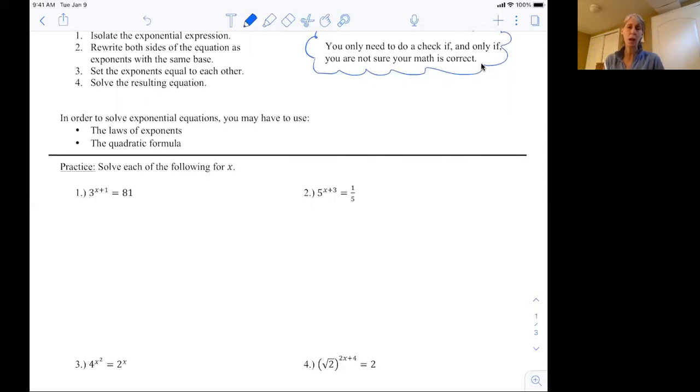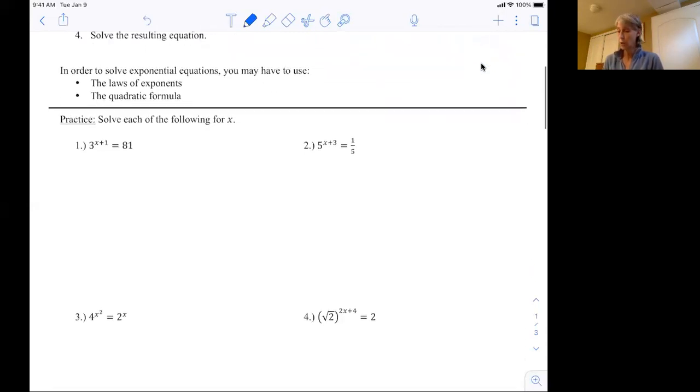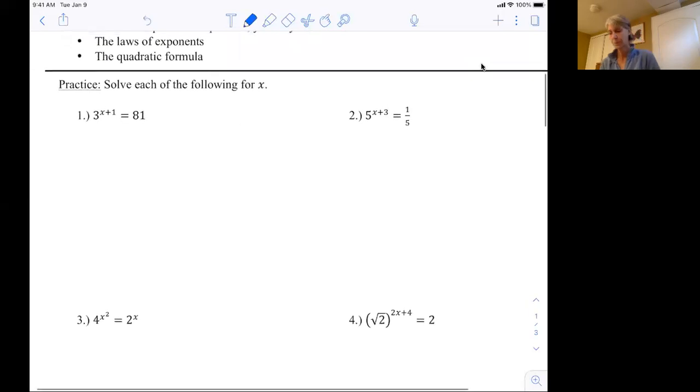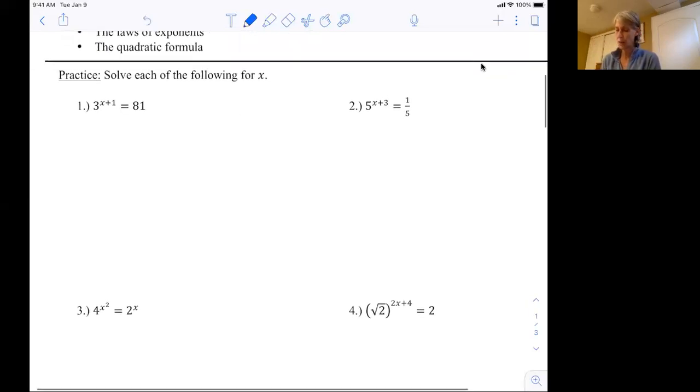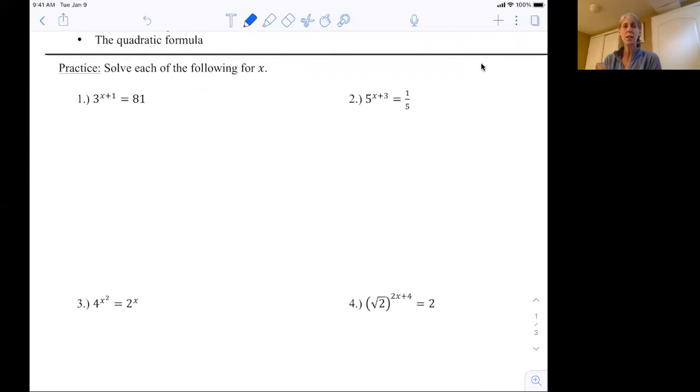Now, this is a review topic. You've already done these last year in Algebra 2, so these should seem familiar. If we want to solve the equation for x, so I have 3 raised to the x plus 1 equals 81. Okay, notice our variable is in the exponent.